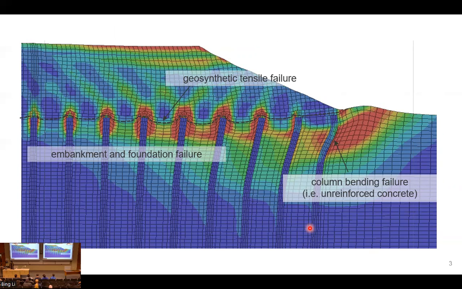We found that the mechanism can be quite complex. You can have bending failure in unreinforced concrete columns. You can have shear through the soft soil in the foundation. And there could be tensile rupture in the geosynthetic reinforcement that can often be installed at the base of the embankment.